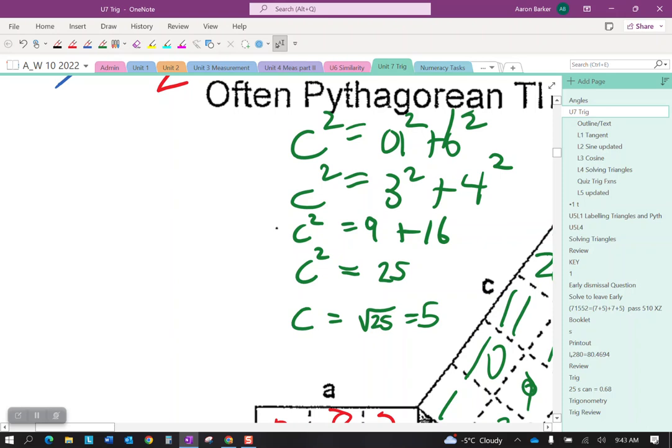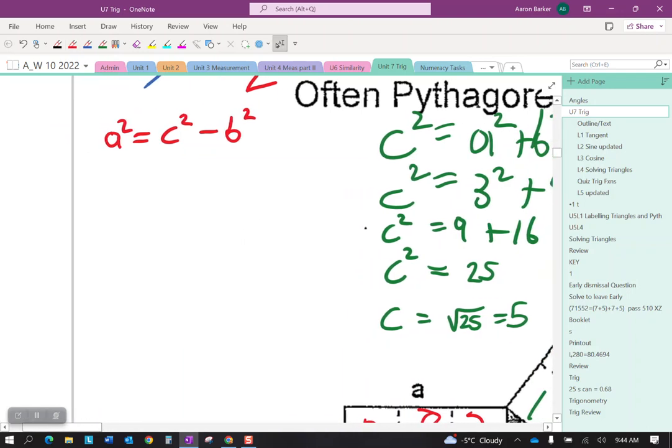To find A squared, we do something similar. But because it's a leg, you can't make anything longer than the leg. So we don't add, we have to subtract from the hypotenuse. So A squared equals C squared minus B squared. And then we substitute in. A squared equals 5 squared minus 4 squared.